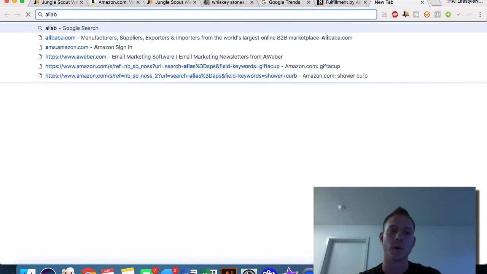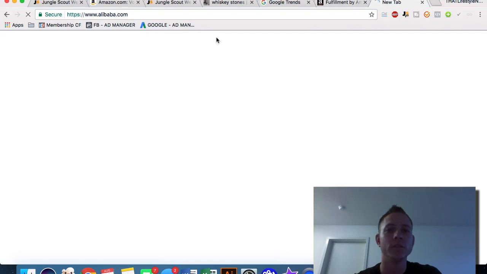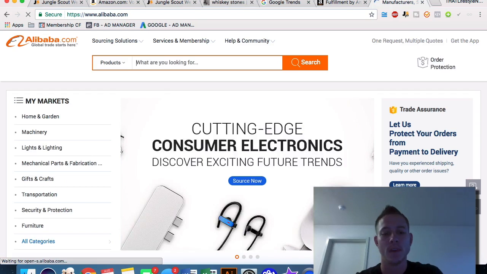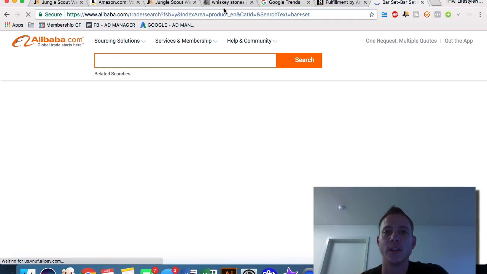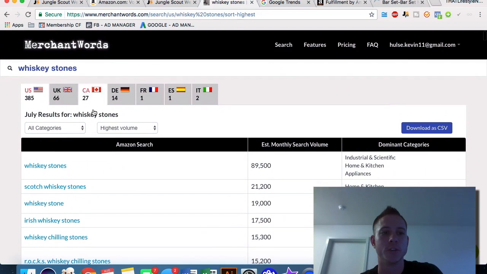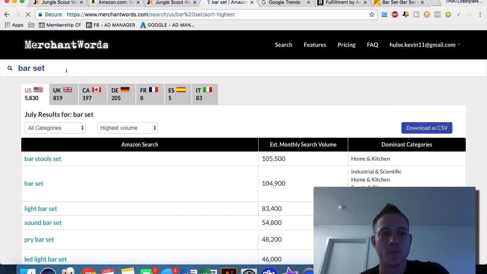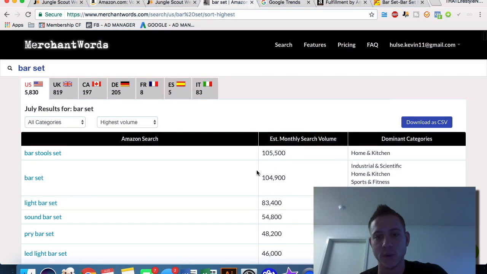So how do we get the cost of product? We come over to Alibaba, and we can just put in bar set, right, because this is our main keyword. You can find it from MerchantWords if you want confirmation that bar set is the highest volume. Bar stools set, right? That's not what we're looking for. We are looking for the bar set, which has almost 105,000 searches per month.